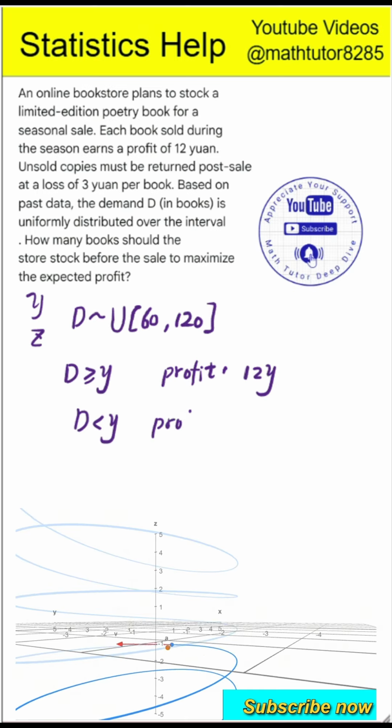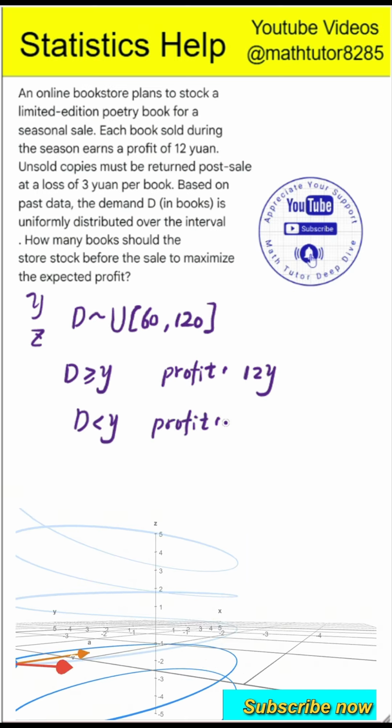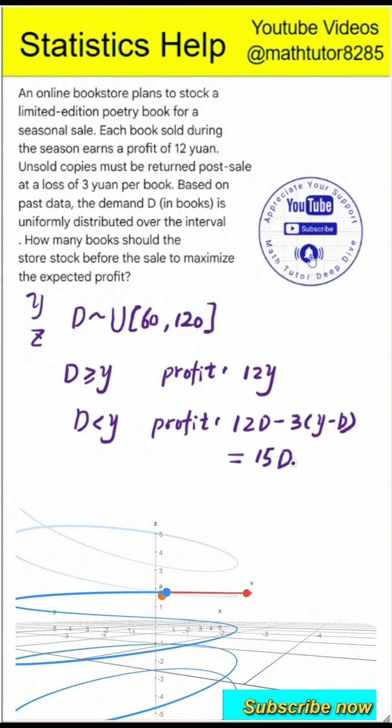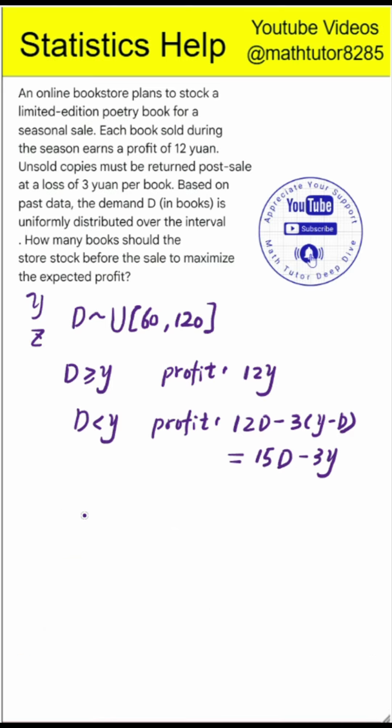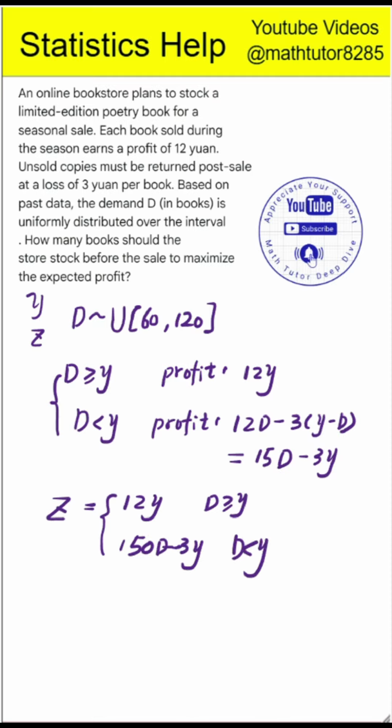In the first case, if demand D is greater than or equal to the number of books stocked, Y, then every book is sold, and the profit is 12 times Y. In the second case, if demand D is less than Y, then only D books are sold, and the rest are returned at a loss. The profit in that case is 15 times D minus 3 times Y. So the total profit depends on whether the actual demand D is below or above the number of books stocked.